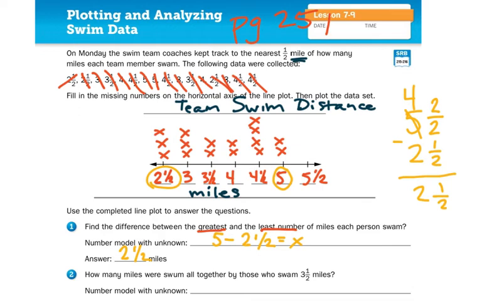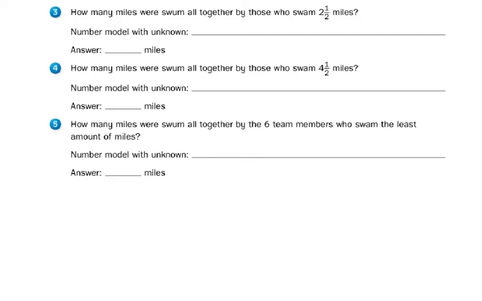Number 2, how many miles were swum, that's a weird way to say it, I think, altogether by those that swam? 3.5 miles. So there's 2 people, so we're going to take 3.5 plus 3.5 equals what we're solving for. And I need to go on to my next page. So remember, 2.5, there were 2 people plus 2.5. And 2.5 plus 2.5, I think you can do in your head. But again, if not, go ahead and add those together.